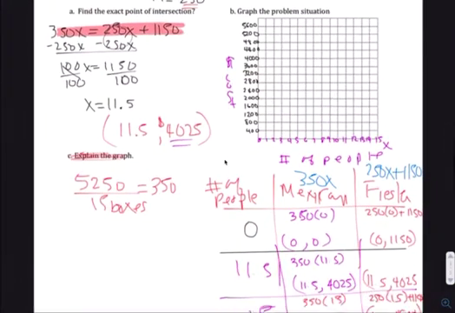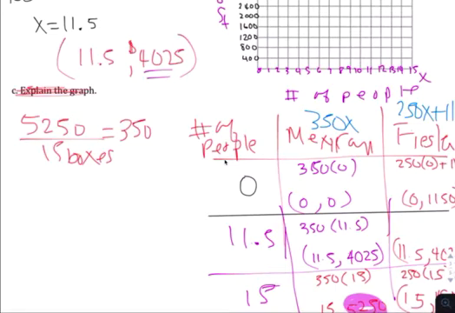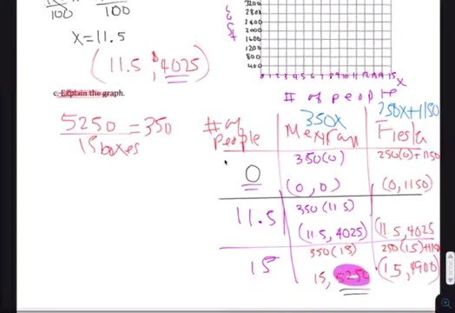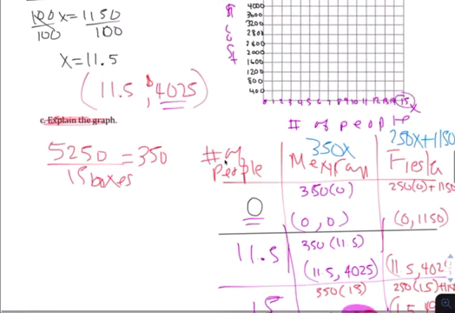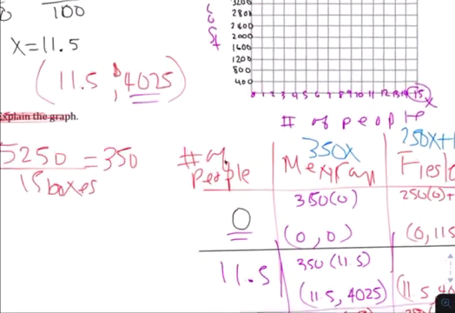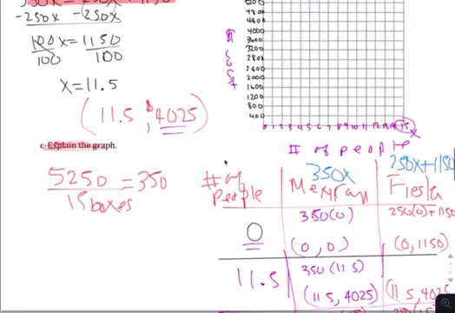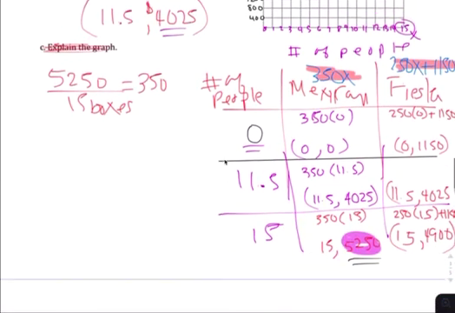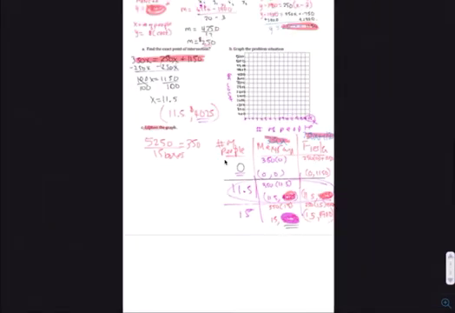So you use 11.5 as one of the numbers here, and of course 0, and then 15, that's the number here. So 350x, and then the other one. You put in and notice the break-even point is right here where it's the same amount for the same number of people. That's when they charge the same.